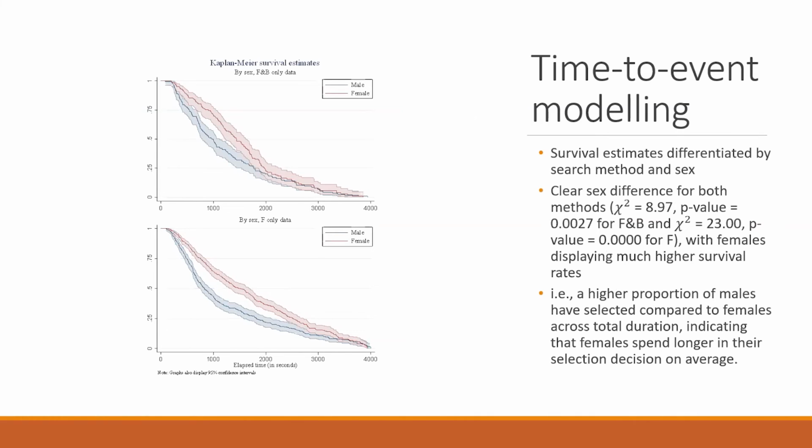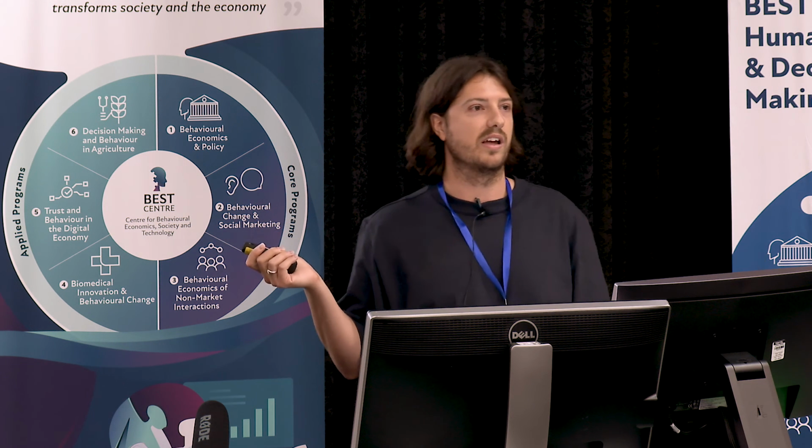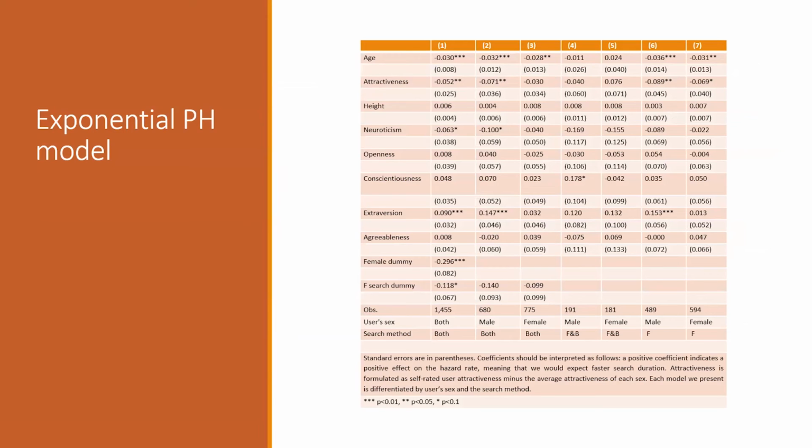Next, we break it down by the search method and sex. So here we can see, as I said before, females tend to be a little bit choosier in their selection. They will spend longer time relative to men through this duration period. I've got to finish up now, but this is basically an exponential PH model, a multivariate survival analysis. We looked at user attributes here.